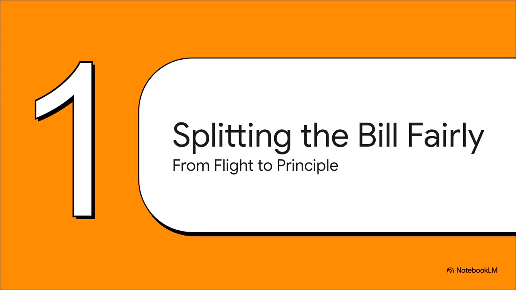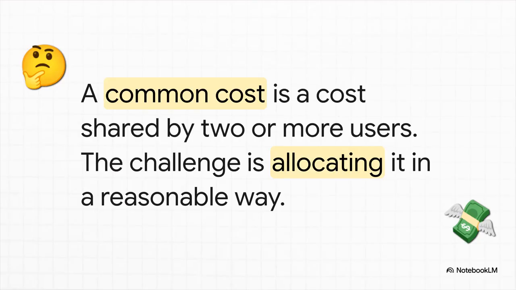All right, section 1. Let's really dig into this flight problem and see how a simple, everyday question about being fair actually builds up into a core principle of accounting. So, in accounting speak, this shared flight cost is what we call a common cost. It's really just any cost that's shared by more than one person or department. The whole puzzle, and the reason it's a big deal on your exam, is figuring out a reasonable, logical way to slice up that cost.